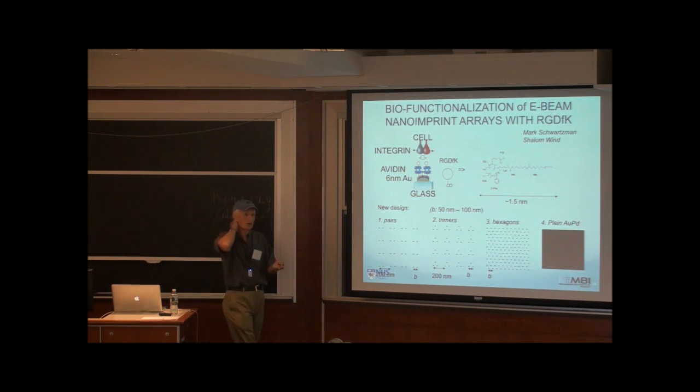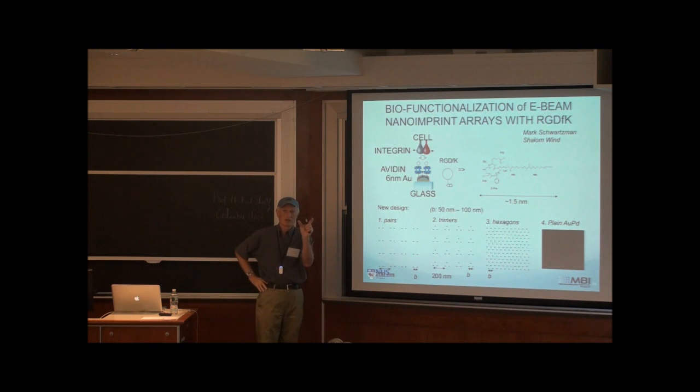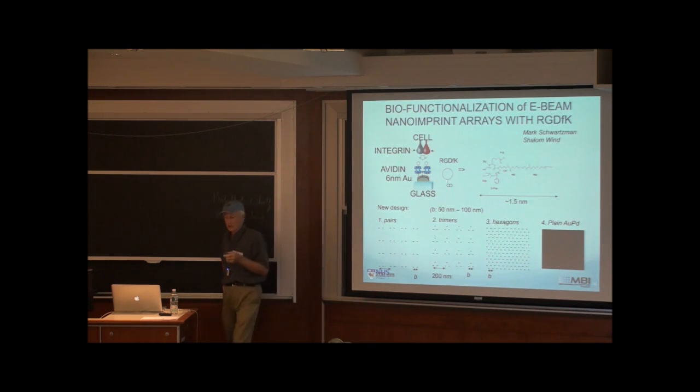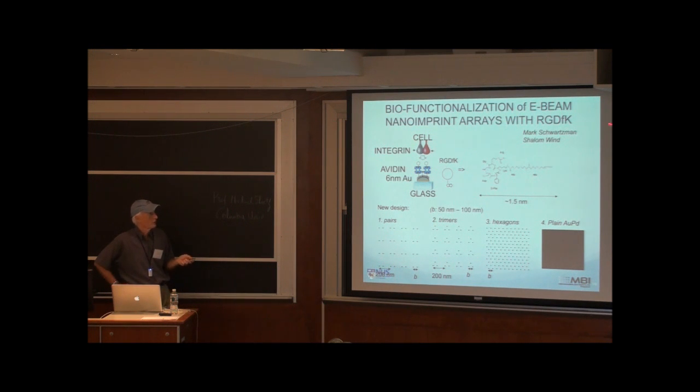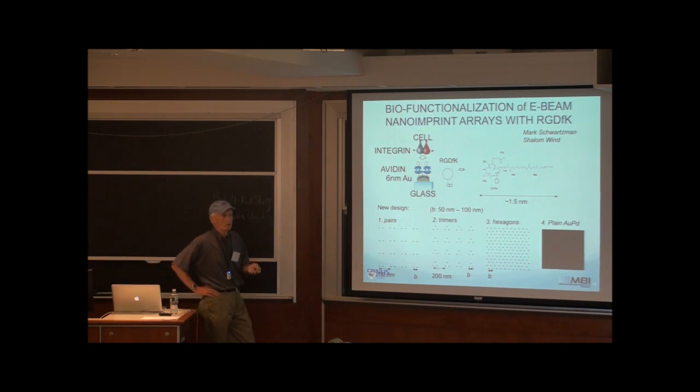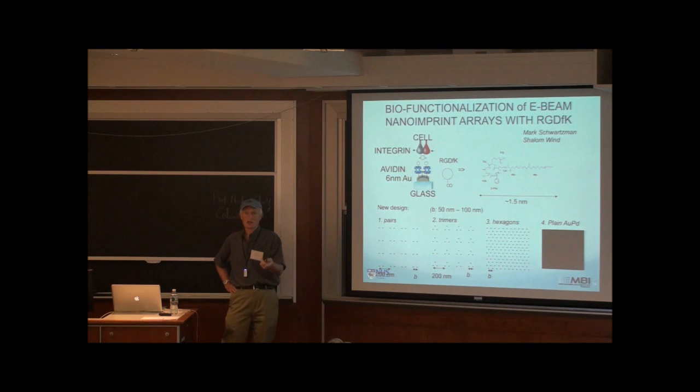60 nanometers was intriguing to us because that was roughly the length of that fibronectin trimer. The arms in that trimer were about 30 nanometers in length. And so we collaborated with Mark Schwartzman, a graduate student in Shalom Wind's lab. And Shalom was previously at IBM, e-beam writing, and so he was able to produce arrays of gold dots, again roughly 6 nanometers in diameter, spaced by arbitrary values and in different arrays because he was using an e-beam writer.